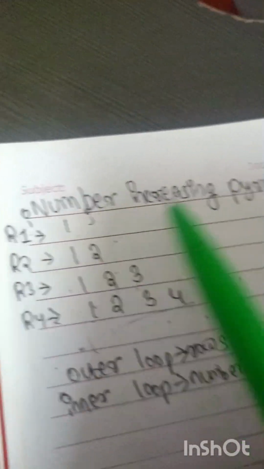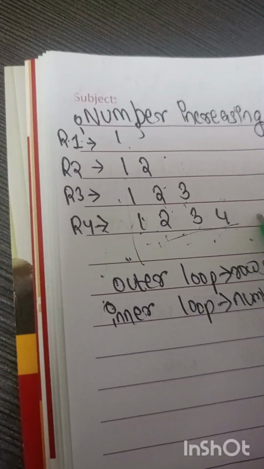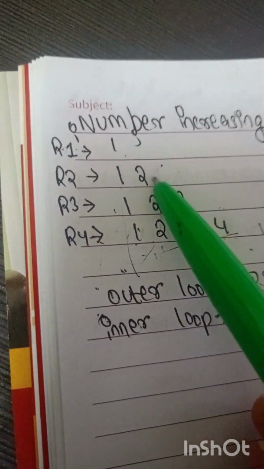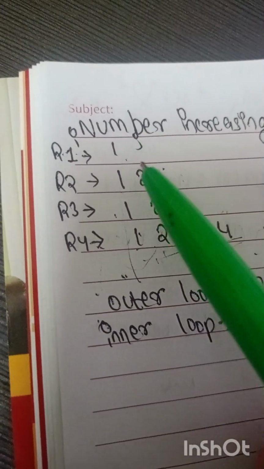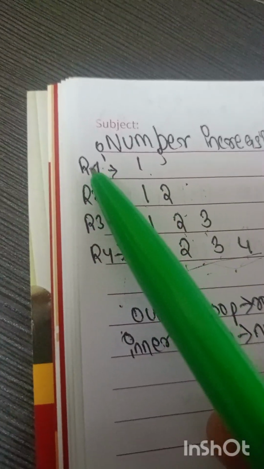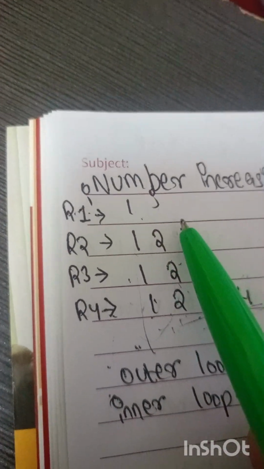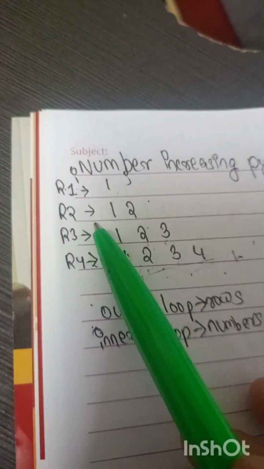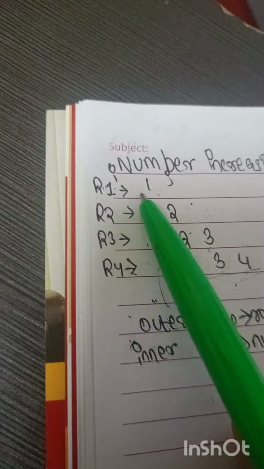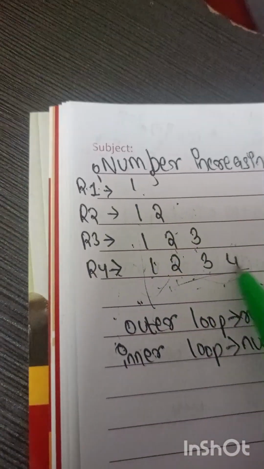Okay, let's see our number increasing pyramid, which is basically 1, 1 2, 1 2 3, 1 2 3 4. So these are our outer loop, and these are our inner loop. Row means i, column means j. So we have row 1, row 2, row 3 and row 4. Here the outer loop is our rows and the inner loop is our number. Rows control the shape, but the inner loop prints the number.